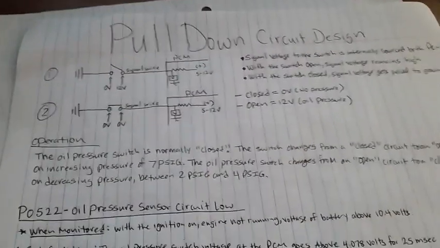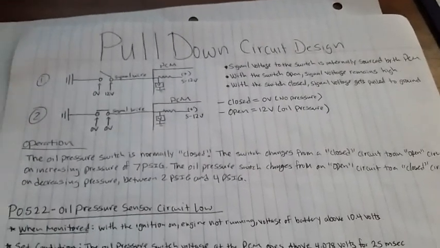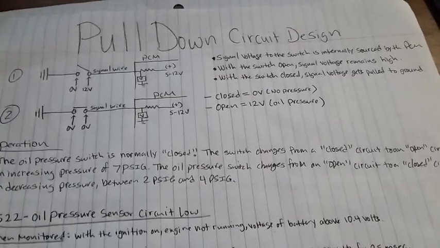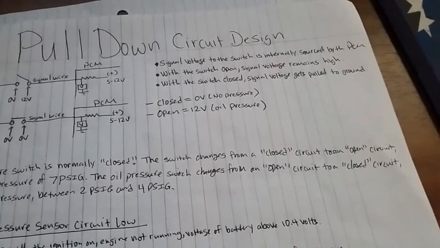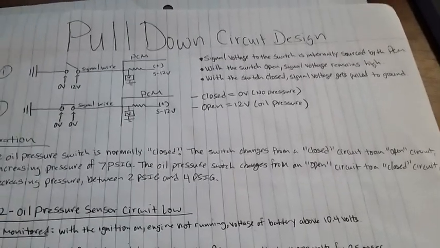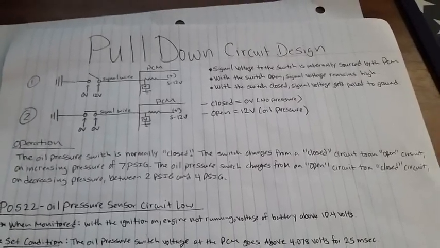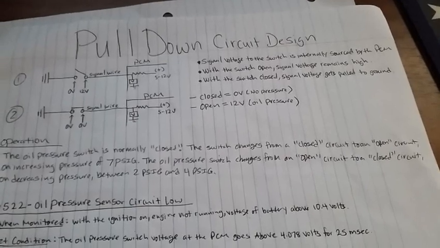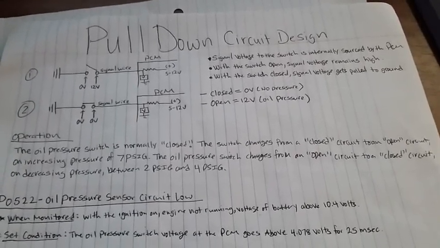Now, I'm going to read the operation of this circuit on these PT Cruisers. It says that the oil pressure switch is normally closed. The switch changes from a closed circuit to an open circuit on increasing pressure of 7 psi. The oil pressure switch changes from an open circuit to a closed circuit on decreasing pressure between 2 and 4 psi.